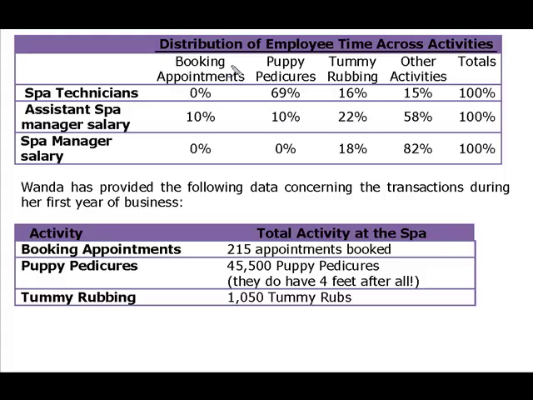So we either spend time booking appointments, doing puppy pedicures, tummy rubbing, and then other activities that could be anything. You can see that your managers spend a lot of time doing other stuff, which could be accounting, bookkeeping, personnel. What we know is we have to account for 100% of their time. So these are the activities that they engage in.